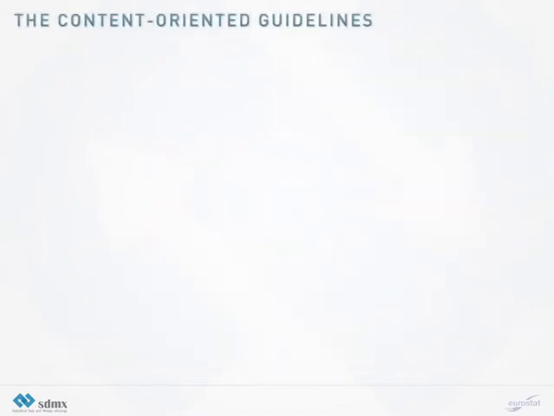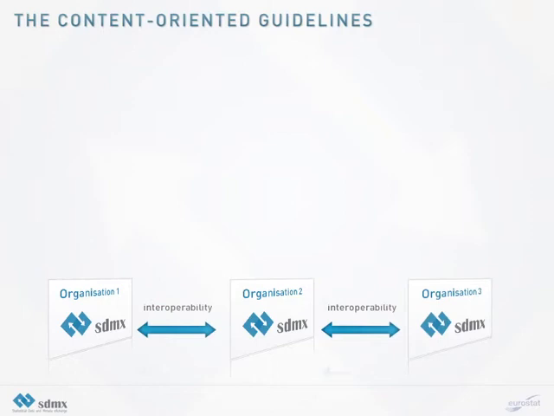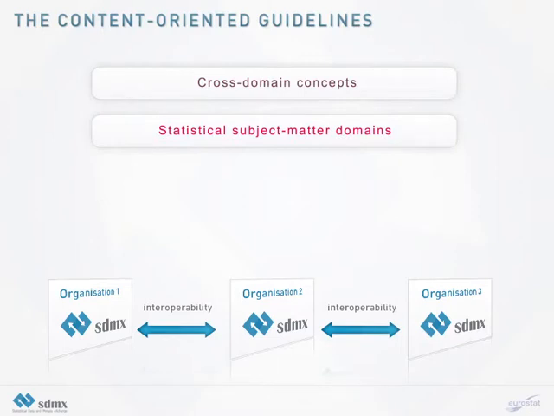The objectives of the SDMX standard are to enhance the comparison of data and metadata analysis and encourage the maximum interoperability in the exchanges of statistical data and metadata. The standard comprises a set of recommendations in 3 areas: cross-domain concepts and code lists, statistical subject matter domains, and a common vocabulary of statistical metadata.